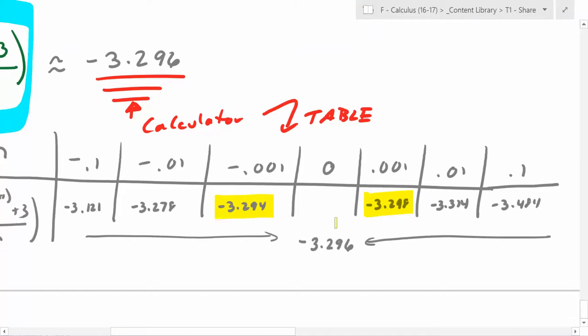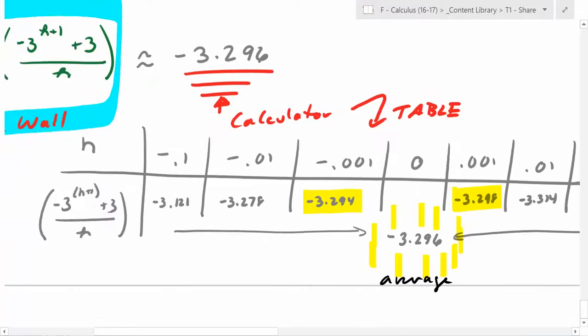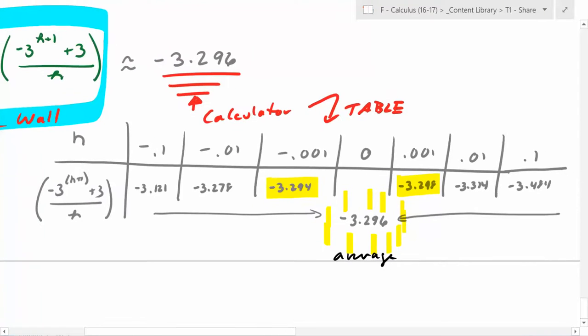So how did they get this number right here? It's just the average of those two. Is it using a calculator or a table? Yes, that's the same thing. So if you get to this point, I want you to make a table identical to this. You're going to do this a whole bunch.